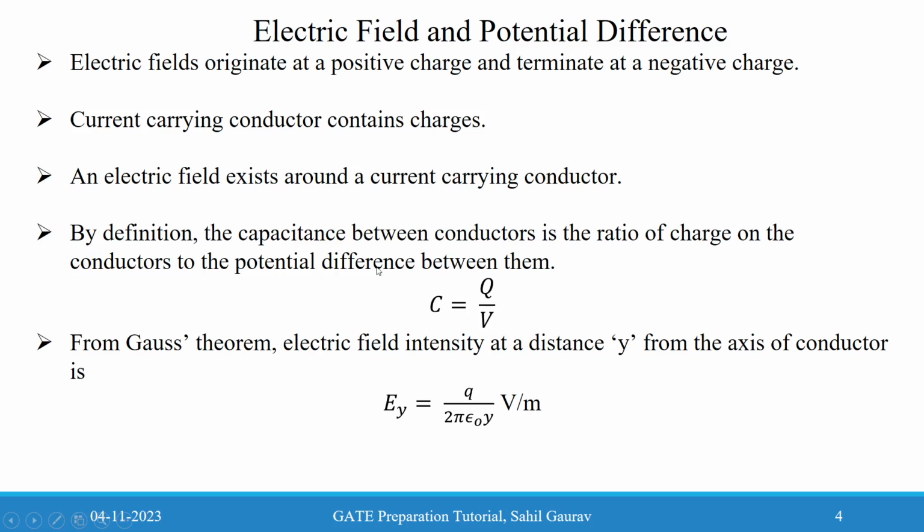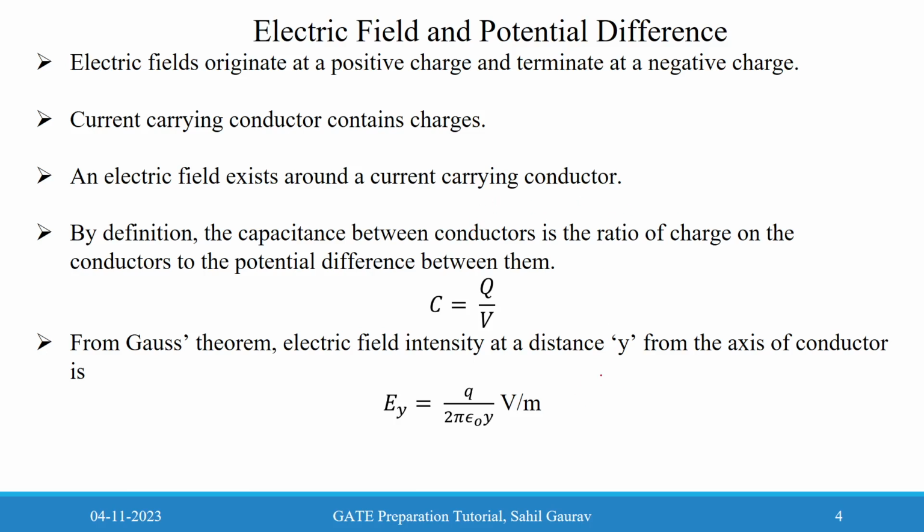If we see the definition of capacitance, it is the ratio of the charge on the conductors to the potential difference between them. Similar to how we applied Ampere's circuital law in the inductance calculation, we will apply Gauss's theorem here to find the electric field intensity at a distance y from the active conductor. This relation comes as E y is equal to Q divided by 2 pi epsilon y volt per meter. The unit of electric field intensity is volt per meter. Here Q is the charge on the conductor per meter length.